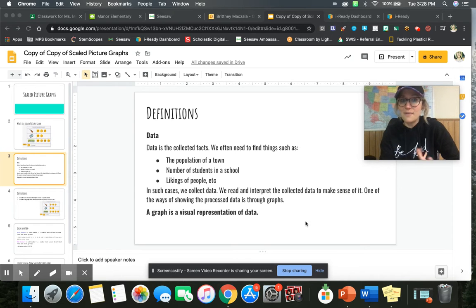Data, I kind of go back and forth and say two different things. But at least in second grade and third grade, we always look at a graph to show us different things like the population, the number of students, whatever it's asking us.